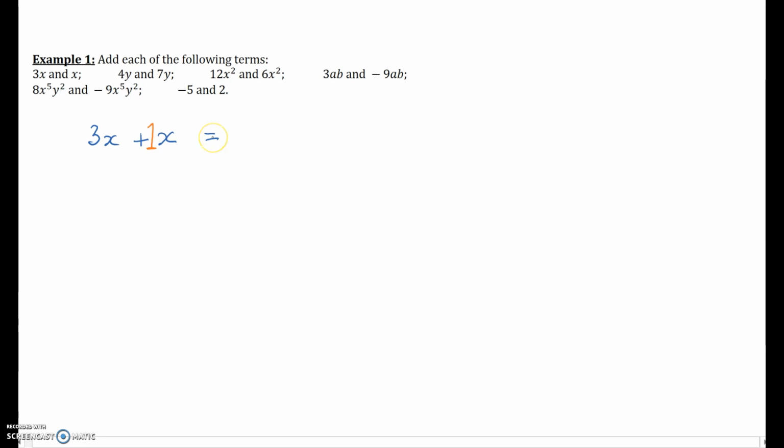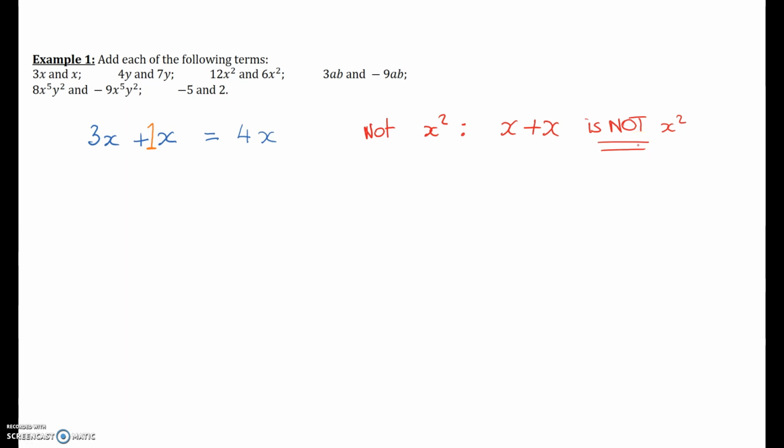Now, all we do, they are like terms because it's the same variable, x, and you just add the numbers. 3 plus 1 is 4x. Now, be careful. It's not x squared, okay? x plus x is not x squared. Sometimes people think that it is, but it's not. x plus x is just another x, so 3x plus 1x is 4x.